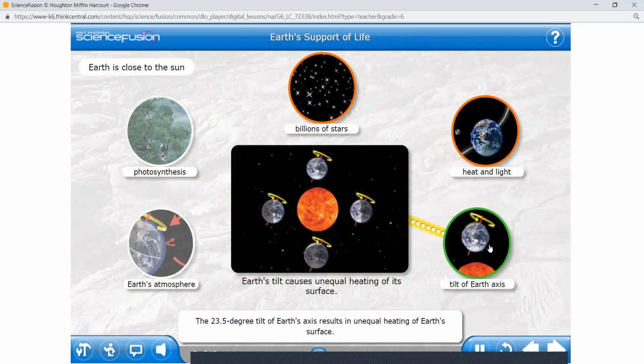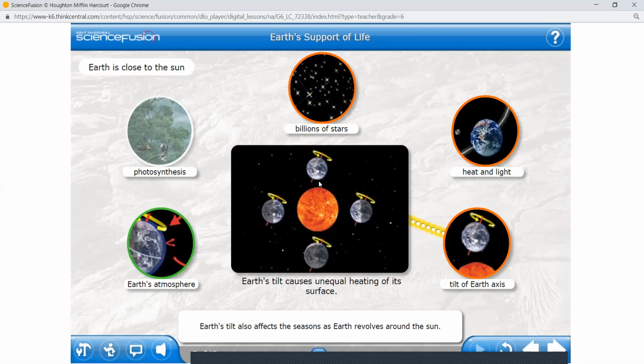The 23.5-degree tilt of Earth's axis results in unequal heating of Earth's surface. This causes large differences in the air temperature at Earth's poles and equator. Earth's tilt also affects the seasons as Earth revolves around the Sun.